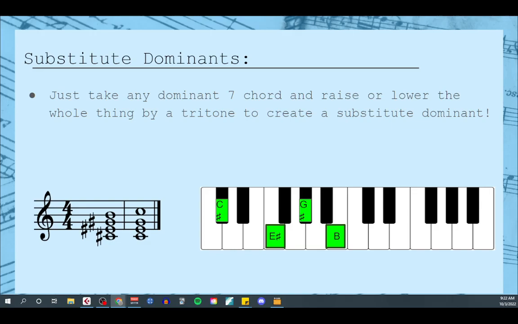Now, the main benefit of using a substitute dominant is that they typically bring in a lot more chromatic tones from outside of your key, resulting in a much more dissonant and a bit jazzier sound. The root note also resolves by a step, instead of the large leap you would typically find with a regular secondary dominant.